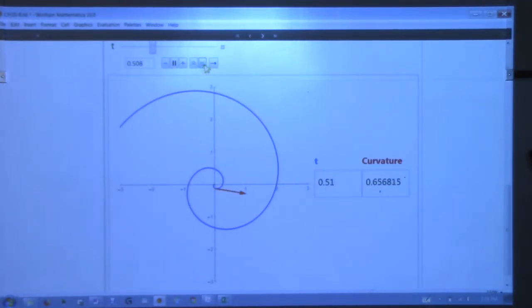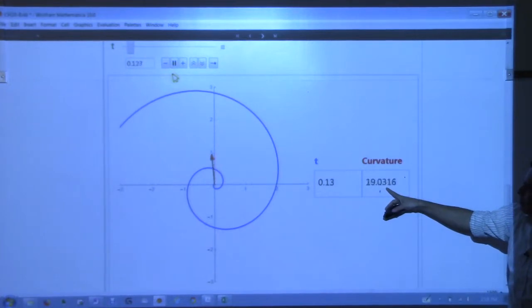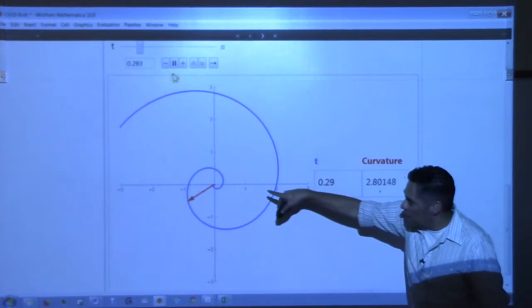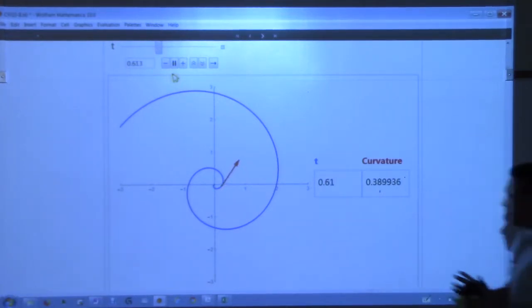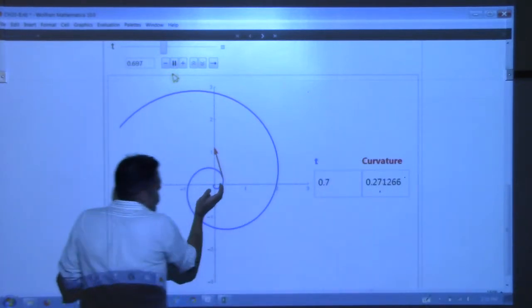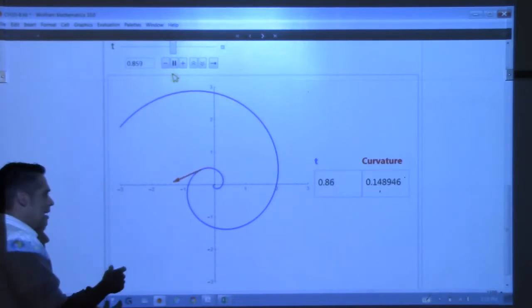Let me slow this down. At the beginning, my curvature is really big, right? And watch what's happening. It's hard to see. There are some very tight spirals down in there you can't see. But what's happening to my curvature here? It's getting smaller and smaller, isn't it? So very tight curves, and then as you go out, almost like G-forces, it's really tight and then it starts to spread out.